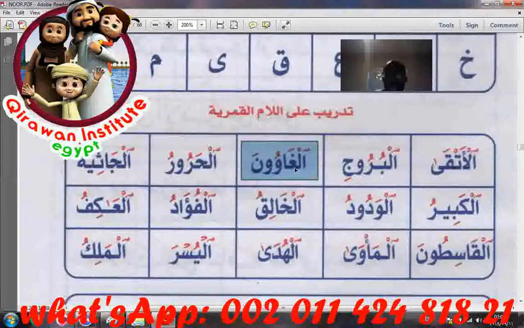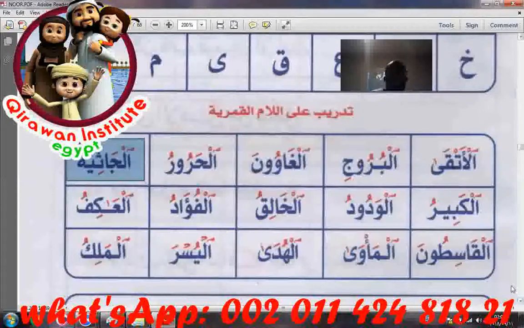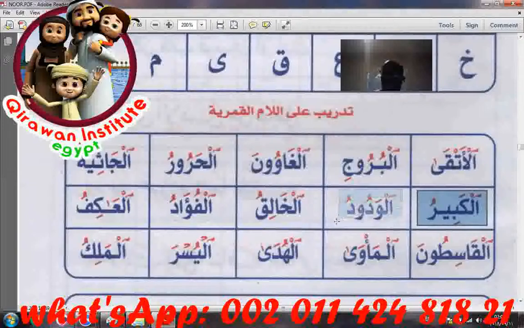Al-Gawuna. Al-Haruru. Again, Al-Haruru. MashaAllah. Al-Jatiyatu. Al-Kabiru. Al-Wadudu. Al-Khaliku.